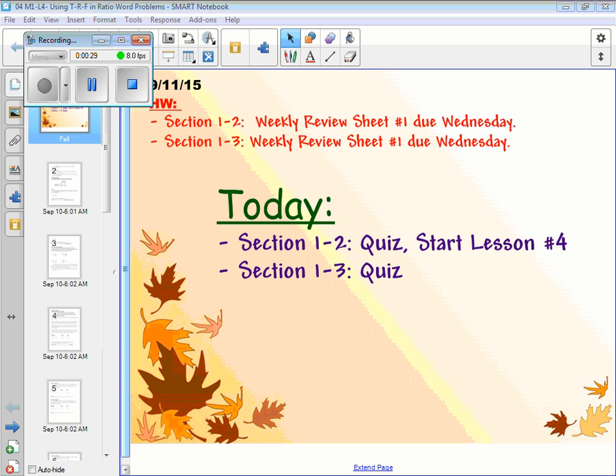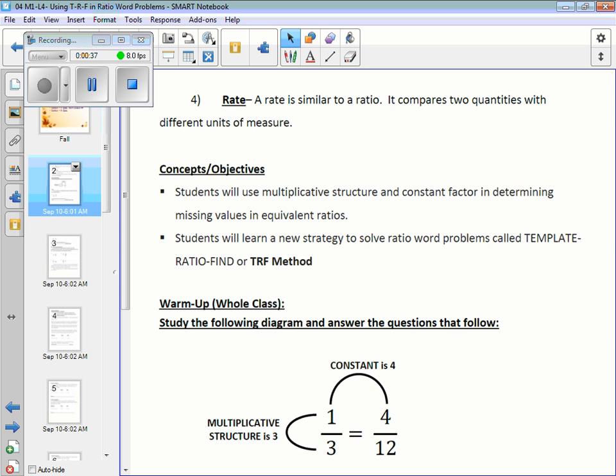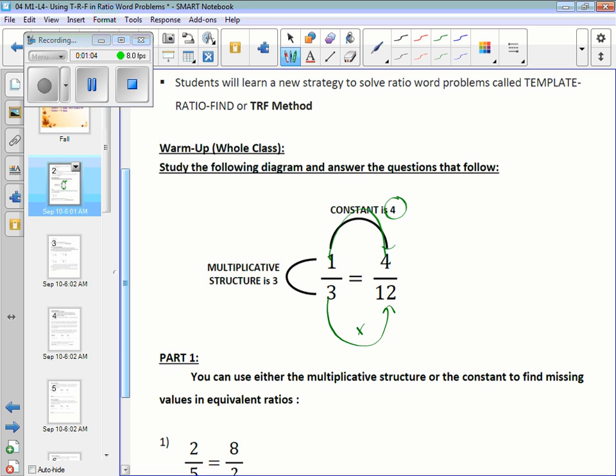So that being said, I'd like you to flip to page 2, please. Towards the middle of the page, where it's warm-up whole class, I want to reintroduce to you the idea of what a constant is. If I have a pair of equivalent ratios like I have here, 1 to 3 is equivalent to 4 to 12, we have been able to make a connection between the two ratios using a multiplicative constant. So when you go from here to here, you're multiplying by 4. Same thing here. Everybody see that?